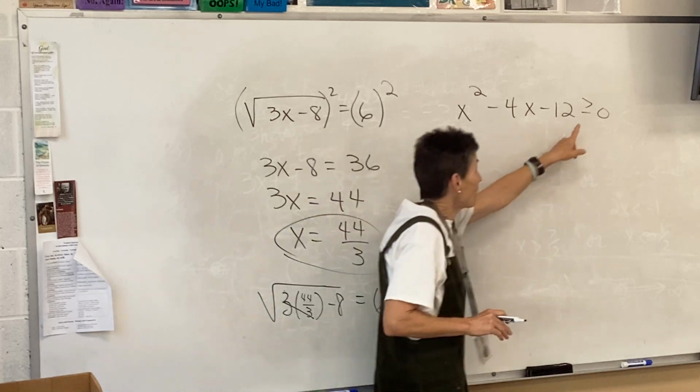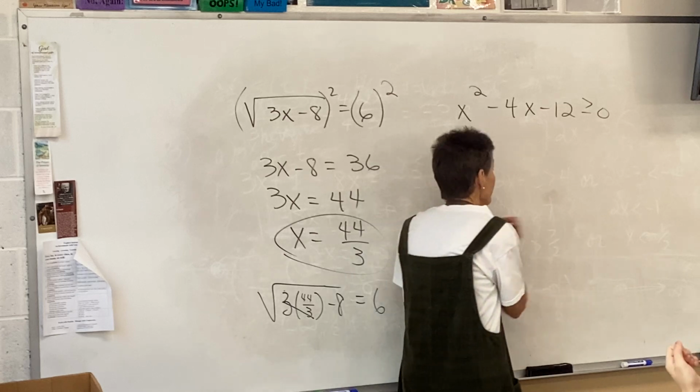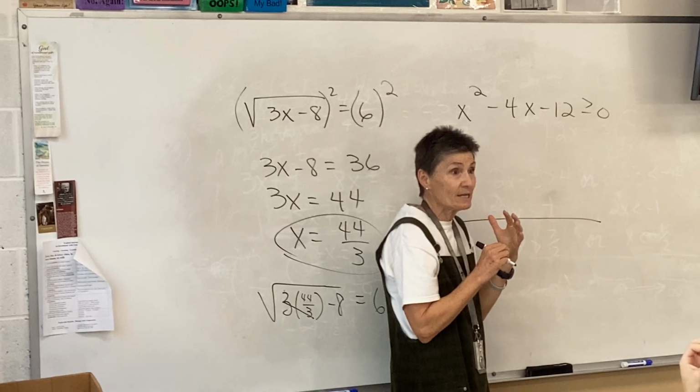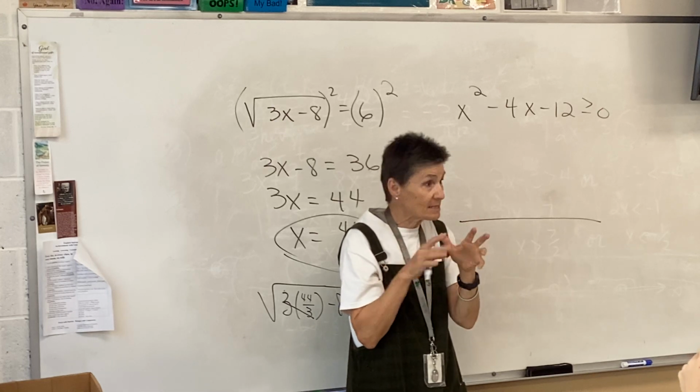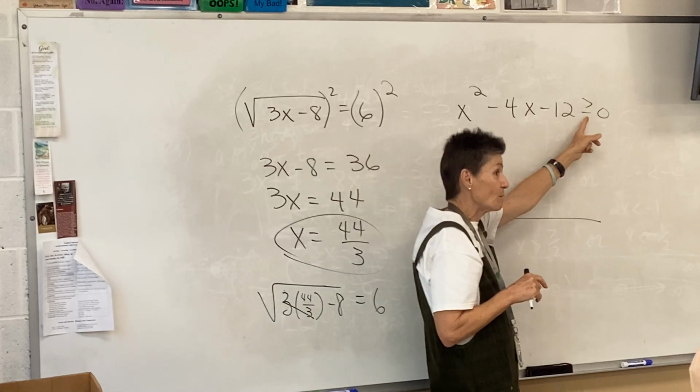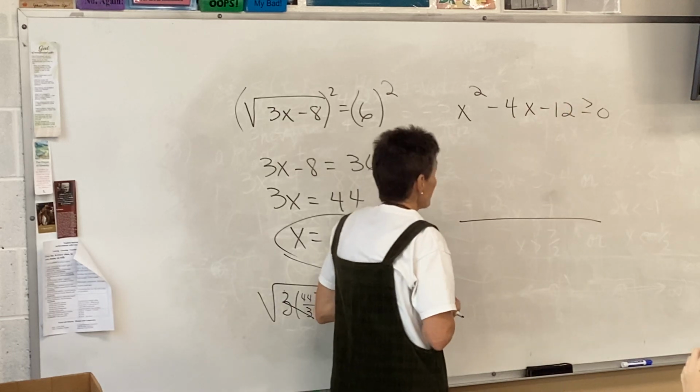Next, what about this one? By the way, see that right there? That tells me that I'm probably going to use a number line, and my answer is going to be in an interval, so parentheses and brackets and things. That happens when you have inequalities. All right, so here we go. What's the first step to solving this?